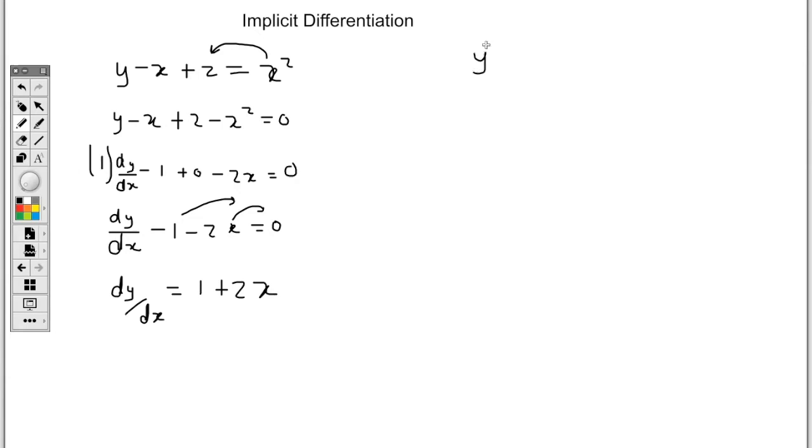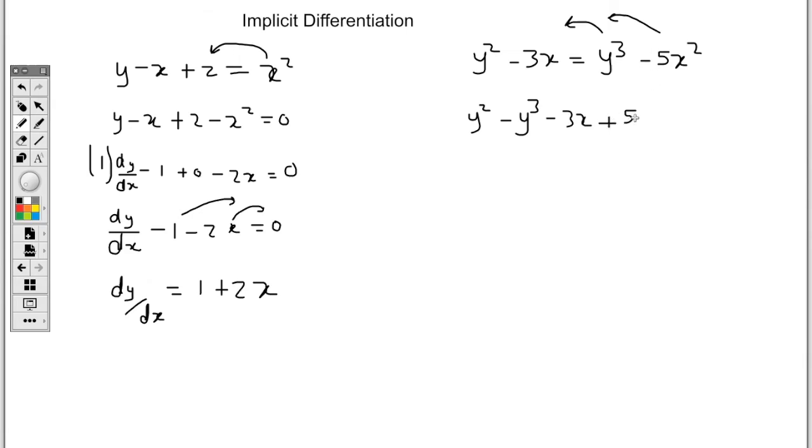Now let's look at another activity. Here I have another activity where I have two terms on my right hand side, and I am going to carry it over to my left. So I need to carry everything over to the left, but what I'm going to do is just group the y's together. So we're going to have y squared minus y cubed minus 3x, and then it's going to be plus 5x squared, because once it goes over the equal sign, there's a sign change.